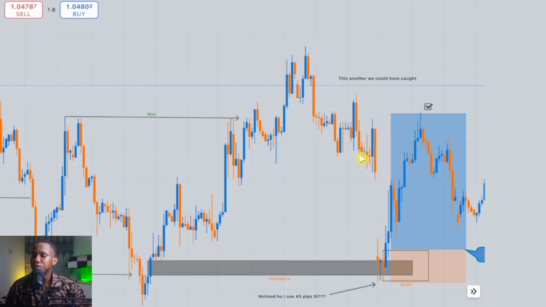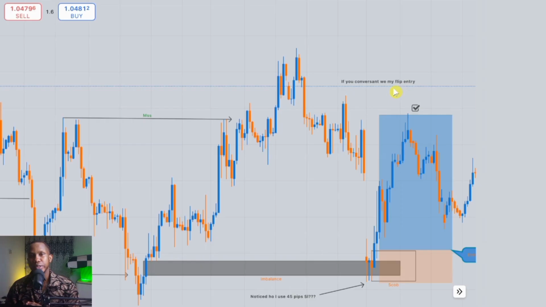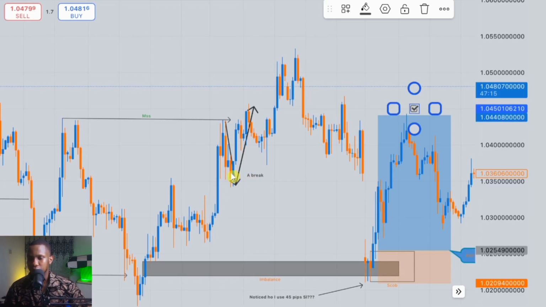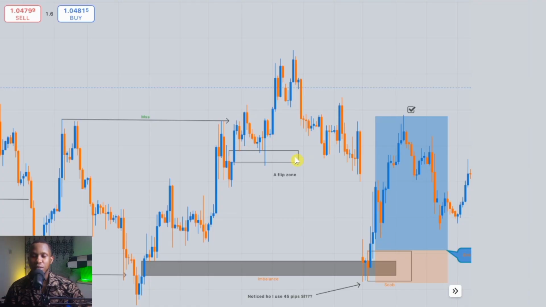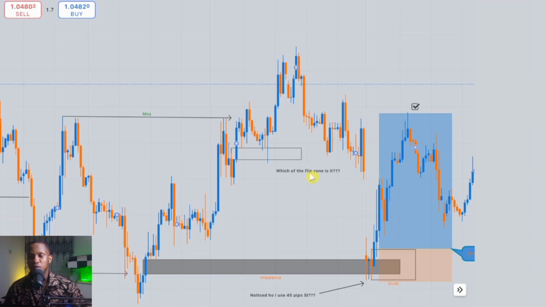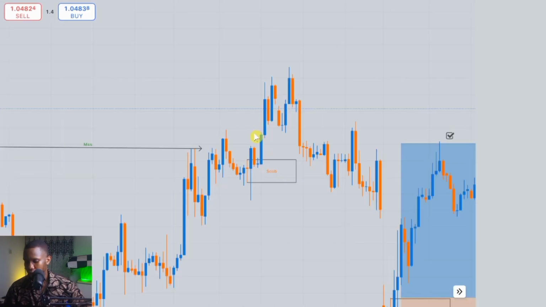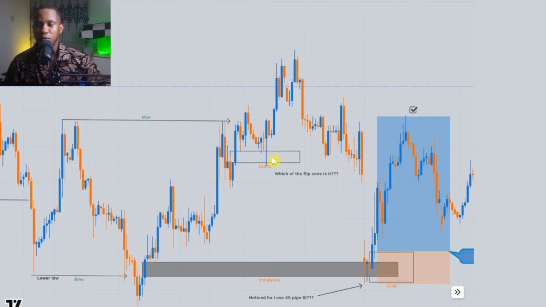So this is another trade that we could have gotten but couldn't catch, because in my academy we use a systematic process to trade. Now, if you are conversant with my flip entry, you see that this here is a rejection and here is a break. Here is my flip zone. So what type of flip is this? A supply to demand flip, and price action mitigates my area of interest.